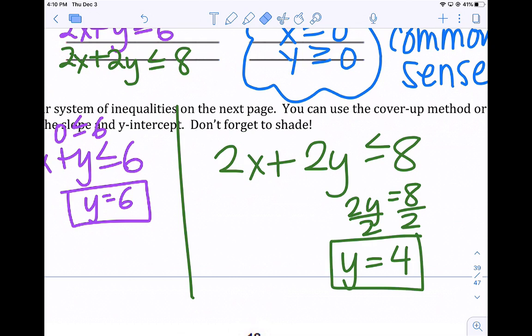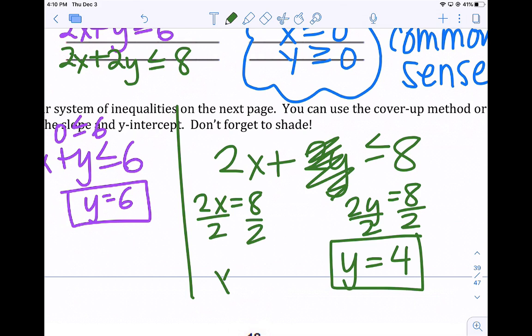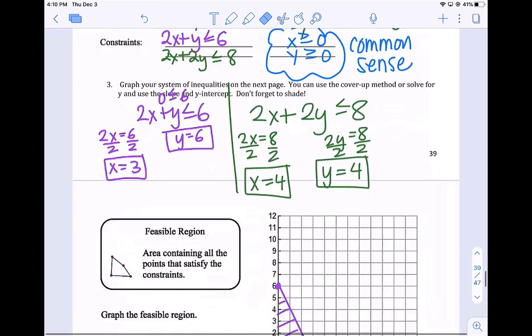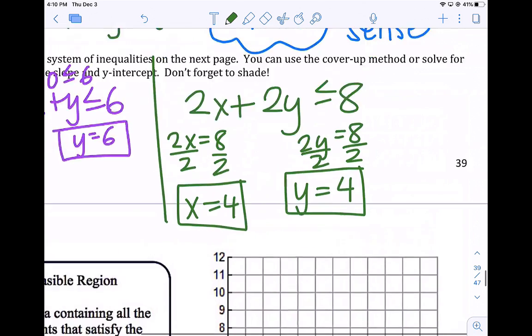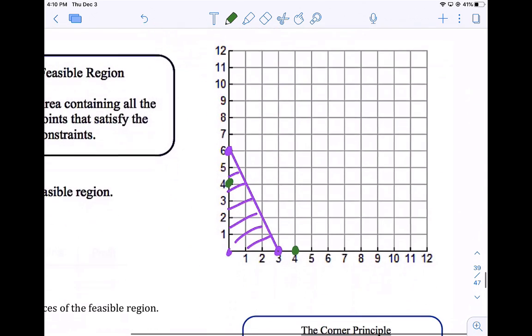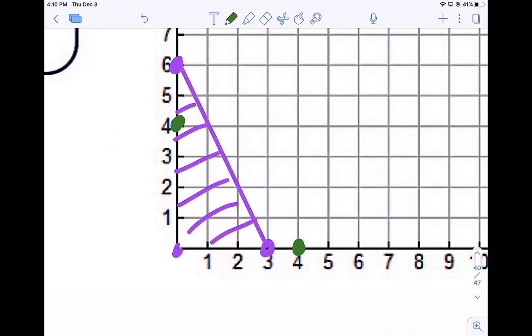All right, let's cover up the other one. And we have 2x equals 8, divide by 2, so x equals 4. Okay, let's graph these two. X is 4, y is 4. It's going to be a solid line because of the equal sign. And we're going to pick a point, test, and shade.